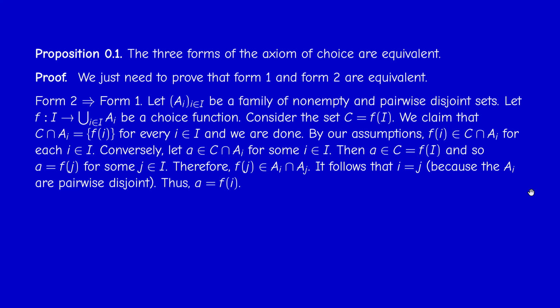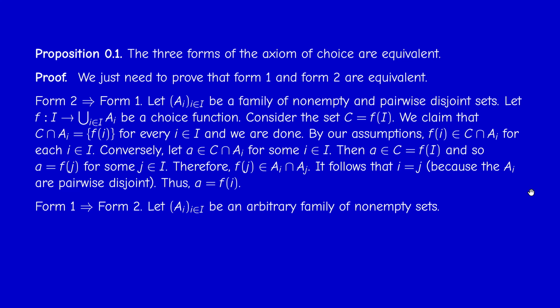Converse, or reverse inclusion: form 1 implies form 2. Consider now an arbitrary collection of non-empty sets, not necessarily pairwise disjoint. How to create a new collection of pairwise disjoint sets? We do this trick. We form a new set which lives in a different universe.